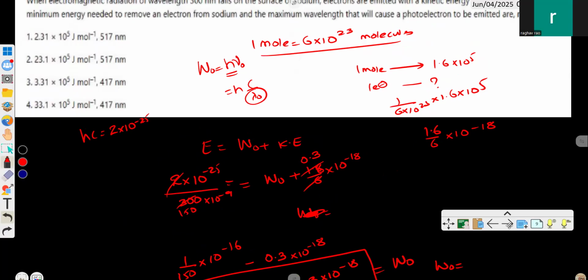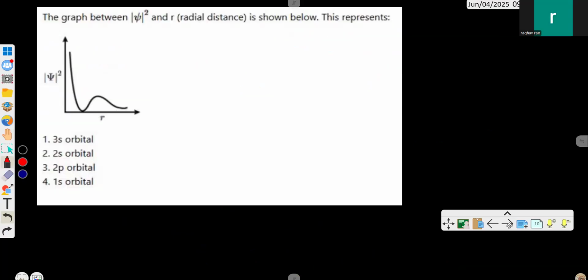Next, we'll move to the next question, that is, the graph between psi square and radial distance is shown below. This is my radial node. The infinity and the nucleus must not be considered in radial nodes. So how many radial nodes are there? One radial node.